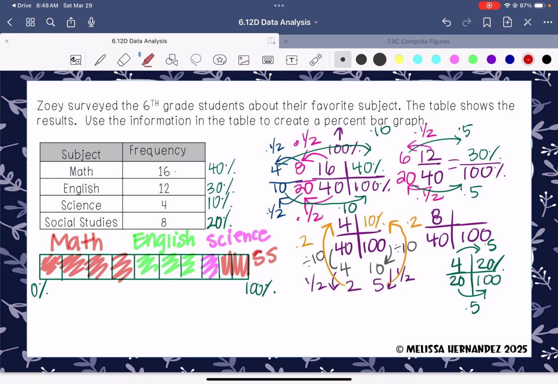The mode of this data is math. Mode meaning the most showed up. But that wasn't what the question was. I just wanted to throw that out there.